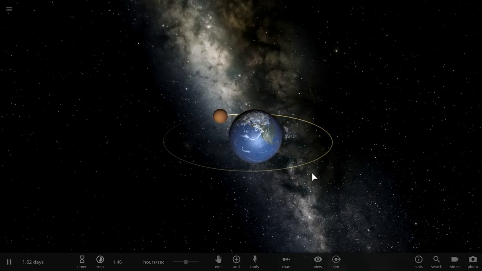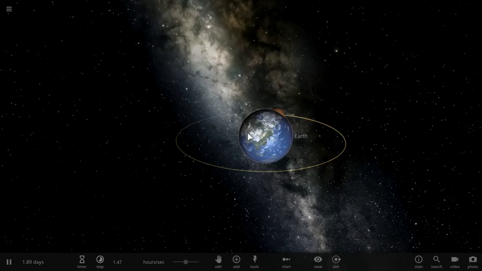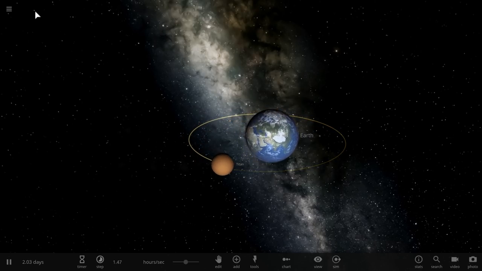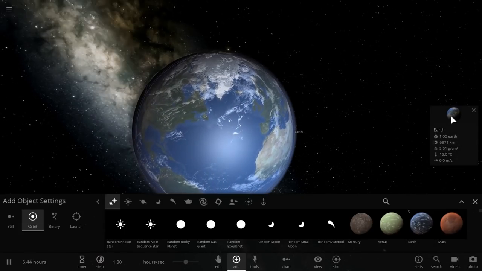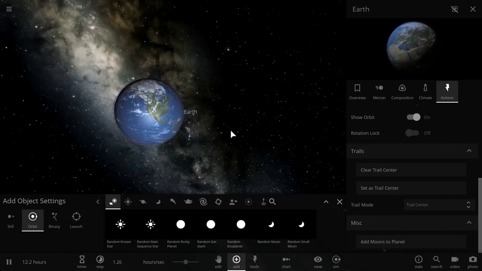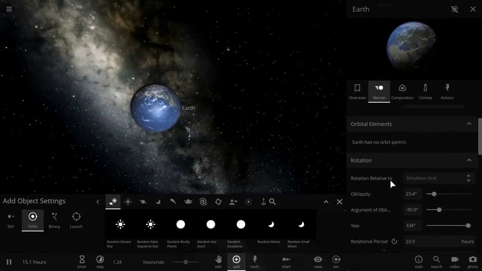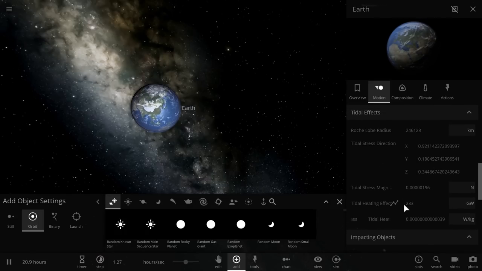Now, our planet Earth receives quite a lot of tidal effects from the moon, and you can actually measure them in Universe Sandbox by going to a new simulation, placing Earth right here, then going into actions, adding a moon, and looking under motion right here in tidal effects. So it gives you both the value of tidal heating and the tidal stress. This is in newtons, or in other units if you want.